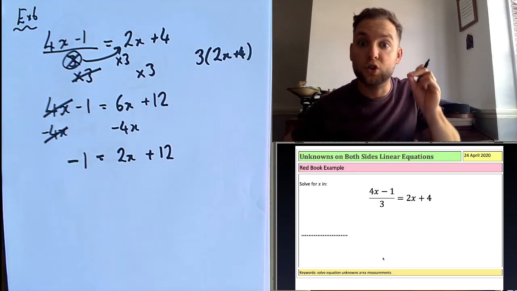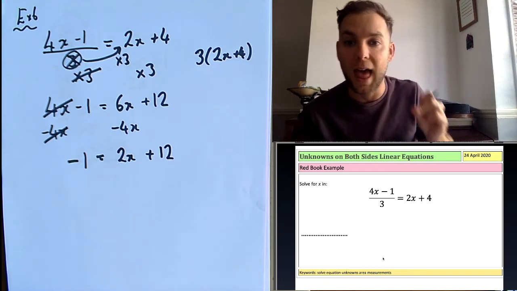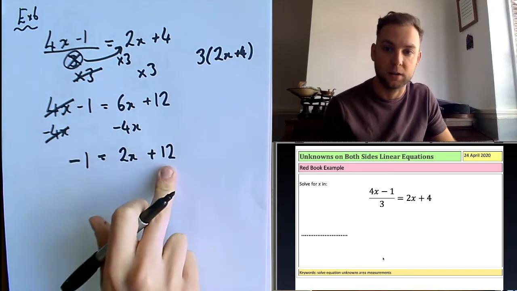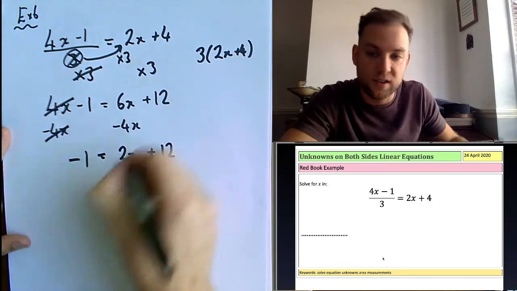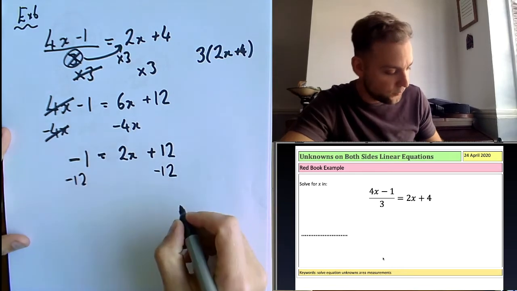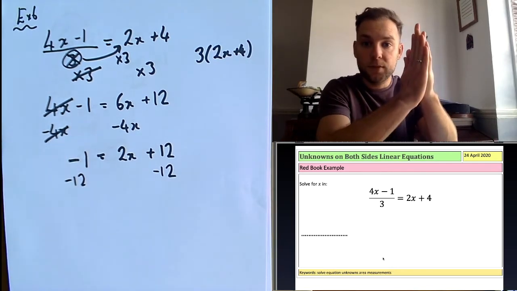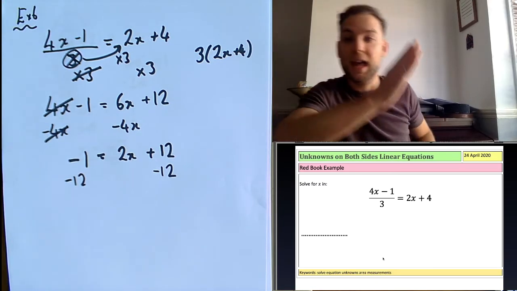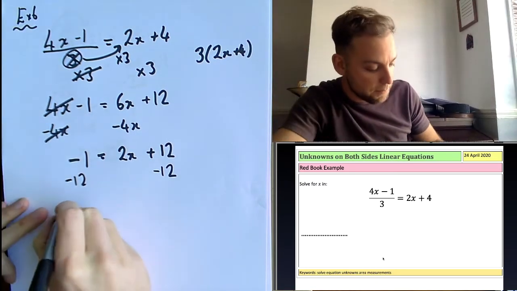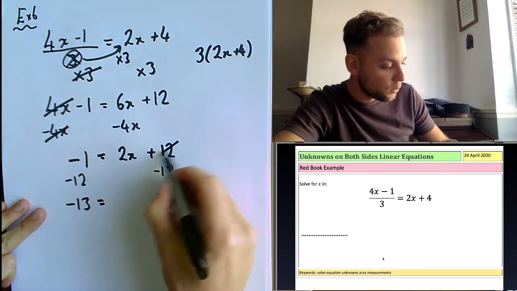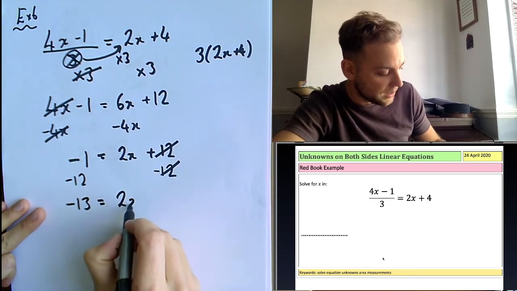Next, remember, you're trying to solve to find x, so I want x on its own. So I want x without the 2 and without the 12. So the next thing I need to do is get rid of this 12. So I'm minus 12 minus 12. Negative 1, take away 12. It's tricky that. I'm starting at minus 1. I'm taking away another 12 is minus 13. And then 12 take away 12 is nothing. So on this side, I'm just left with 2x.